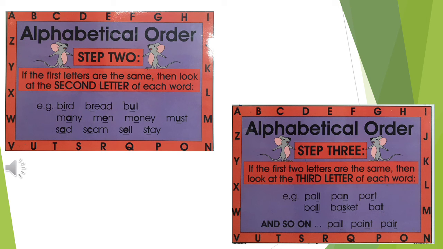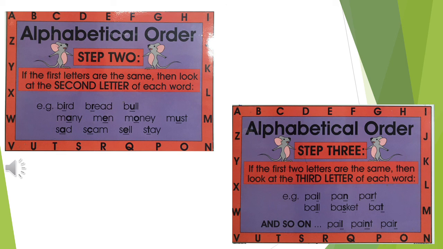And step 3, if the first two letters are the same, then I look at the third letter of each word. For example, pale, pan, part. I can see all three of those words start with p, a. So then I need to look at the third letter. And the next list, ball, basket, bat. They all start b, a. So then I need to look at the third letter, and so on.